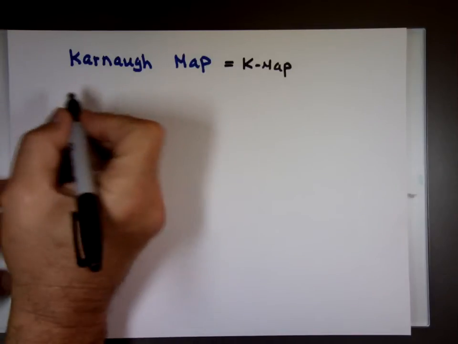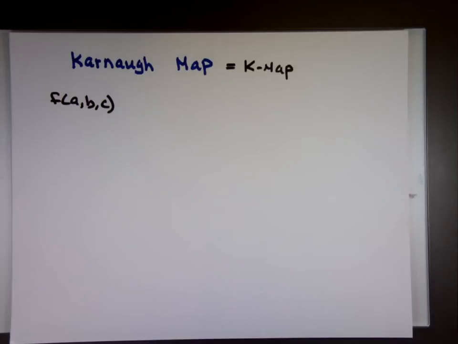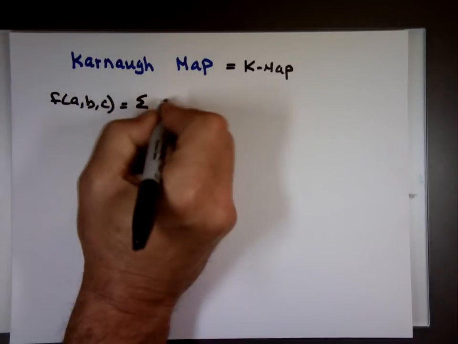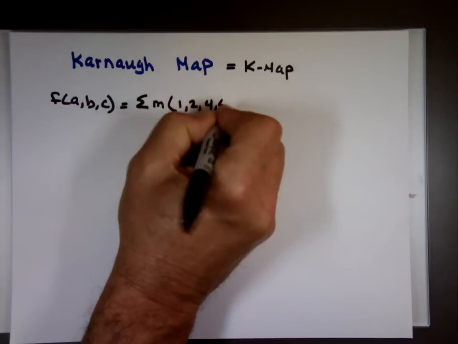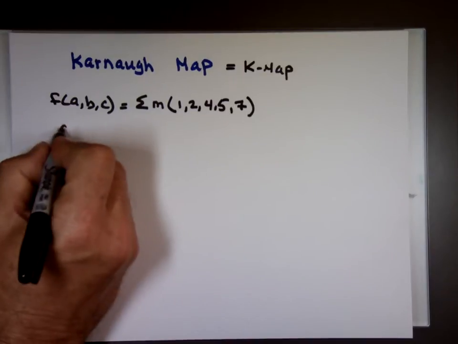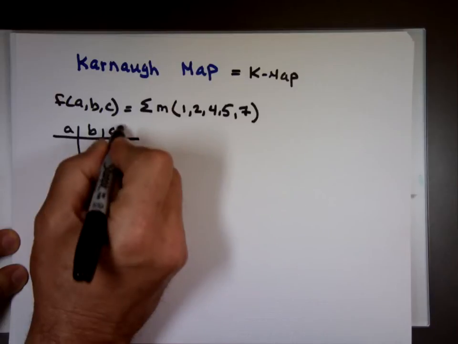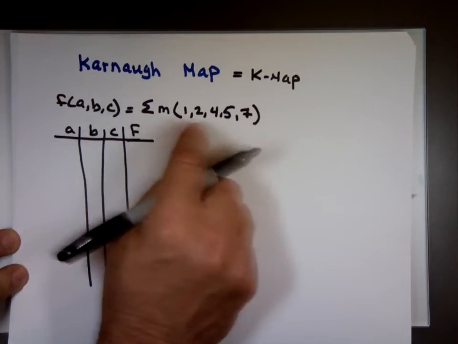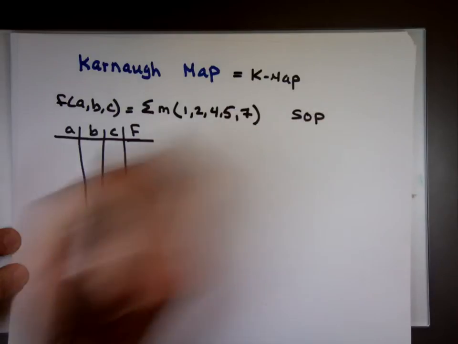So for example, if somebody came in and said, well, we have this function f of A, B, and C, and it's the summation of the minterms of 1, 2, 4, 5, 7. Can you simplify that? Well, right now, the only way we know how to simplify it is to see what that expression is. Since that's the sum of products, that tells you when the function is 1.